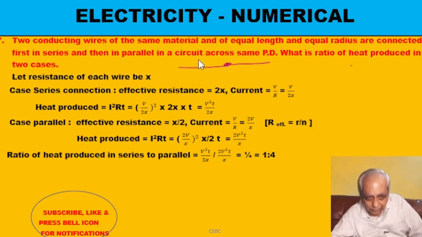So if this resistance is X, then the resistance of this is also X. Both are in series. So what would be the total resistance? In series, my total resistance would be X plus X, that will give me 2X.